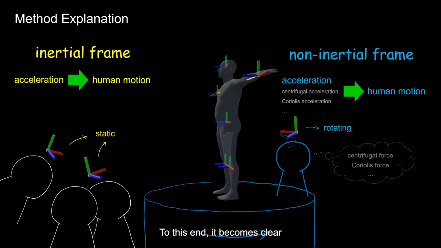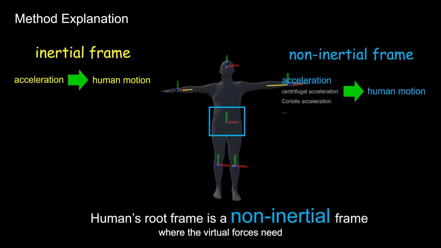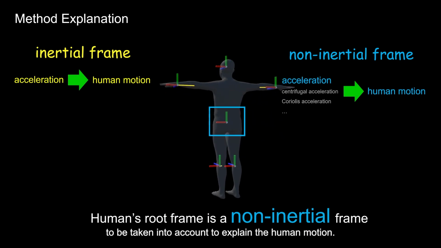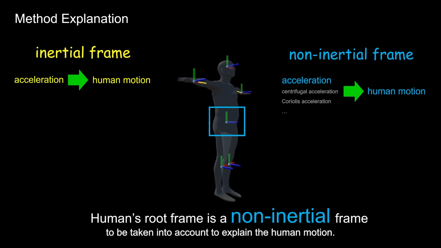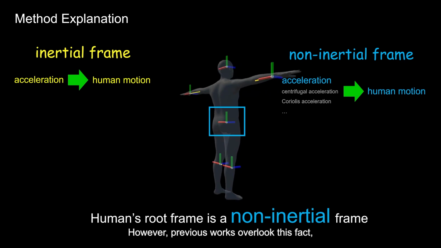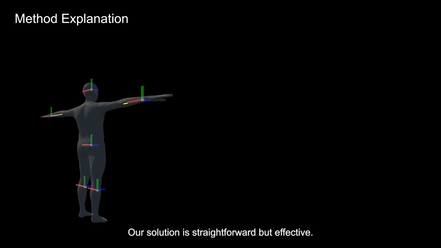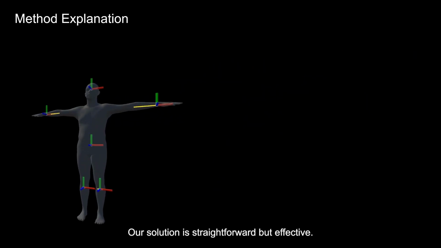To this end, it becomes clear that the human's root frame is a non-inertial frame, where the virtual forces need to be taken into account to explain the human motion. However, previous works overlooked this fact, leading to the inconsistency between acceleration and human motion. Our solution is straightforward but effective.